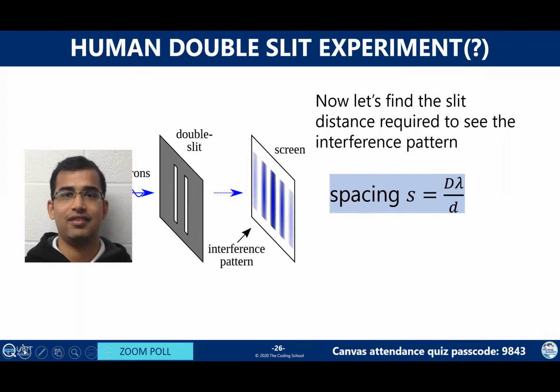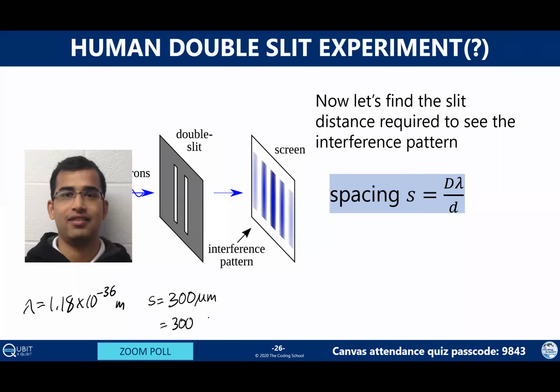So this is the last question of the day, so it's a little bit tougher. But I'm going to throw up a poll and also remind you of some of the numbers we had before. Just as a reminder, we found on the previous slide that Rahul's wavelength is 1.18 times 10 to the minus 36 meters. And the slit distance that we need, S, has to be at least, and we'll just use the number for now, 300 micrometer, which is 300 times 10 to the minus 6 meters.